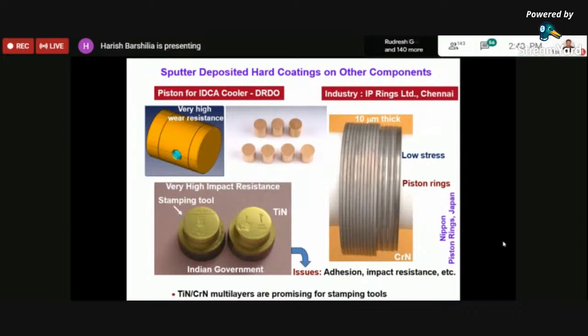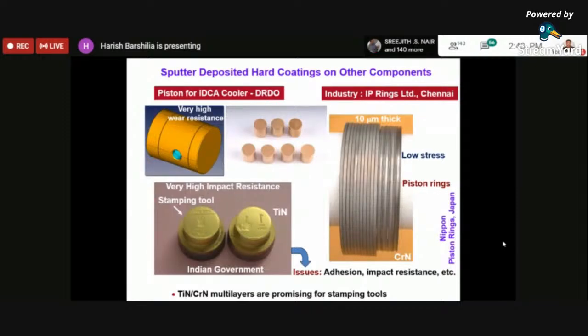As a result, the operational temperature of your engine can be increased up to 800 degrees Celsius, and subsequently your engine efficiency increases and the fuel consumption improves, and subsequently your pollution levels are decreased in the environment.